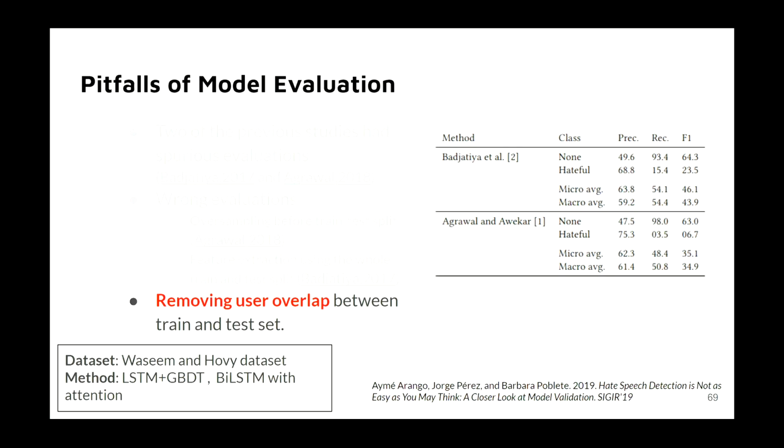Another interesting aspect is the user overlap. Now, what happens in this social media text? Often the models that are trained using this social media text capture user characteristics or user styles instead of the actual task. When they remove this user overlap between train and test set, such that there is no user which is present in both train and test, they again observe a huge drop, as you can see here.